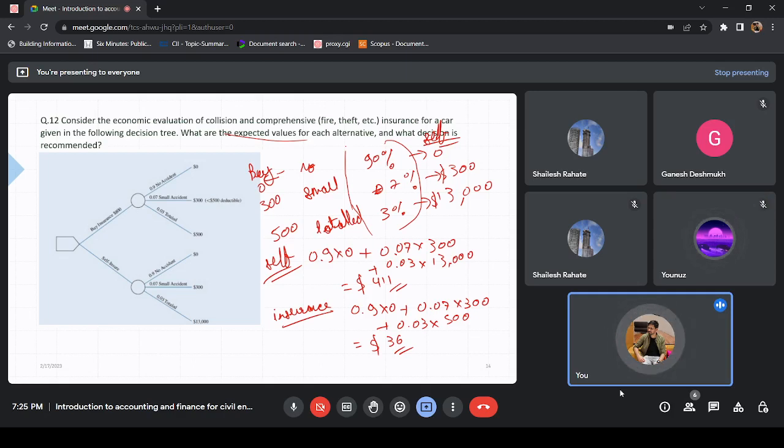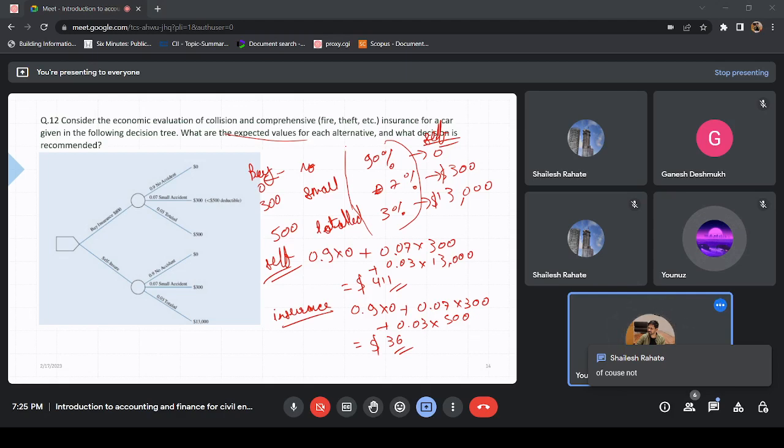Sorry, I couldn't hear you. Okay, so you are saying that you won't buy the insurance, right? But you can see, of course not. So let's see. Here, as you can see, the cost you are getting in case of self is that you will be spending $411 annually. In case of insurance, you will be spending $36.